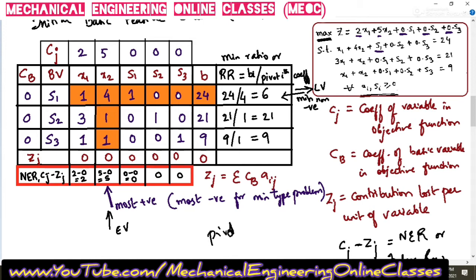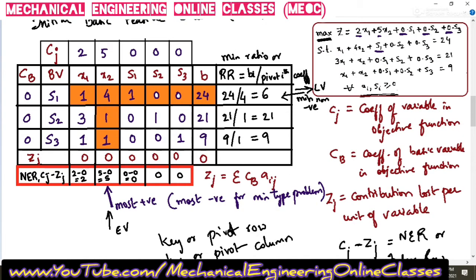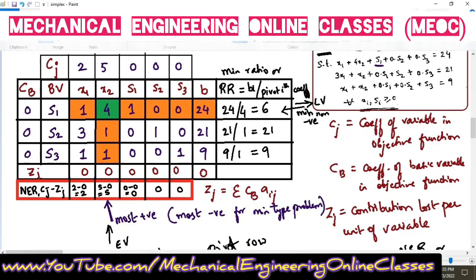Pivot row or key row. Similarly, the entering variable column is called the key column or pivot column. And the intersection between the pivot row and the pivot column, that element is called the pivot element or key element. Here the key element is 4.